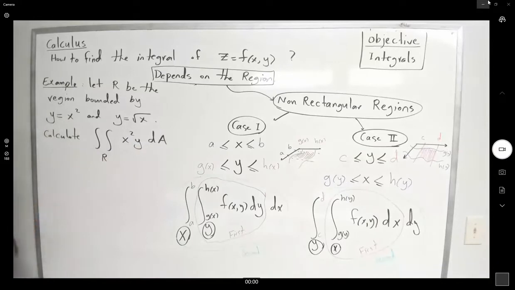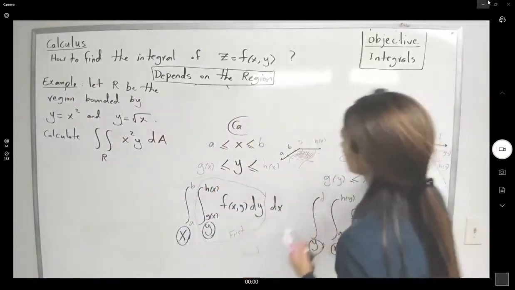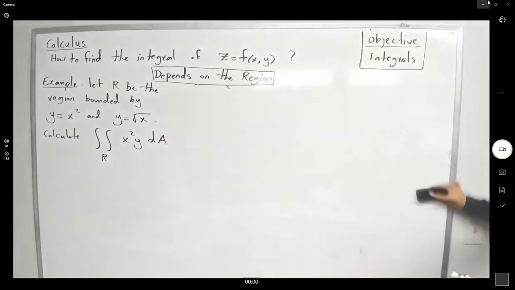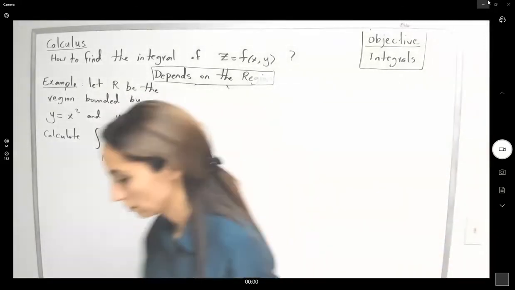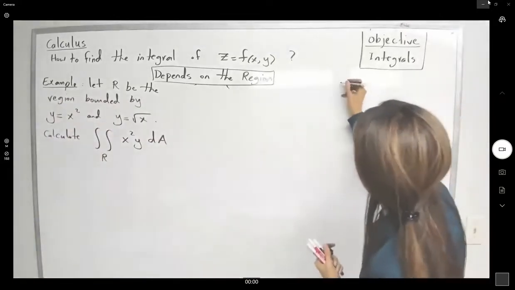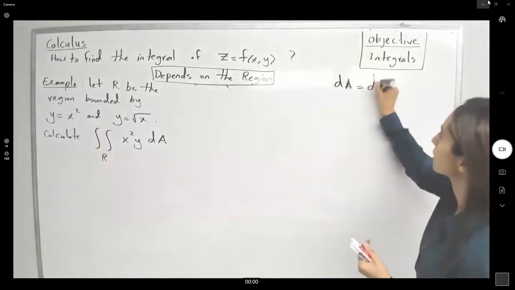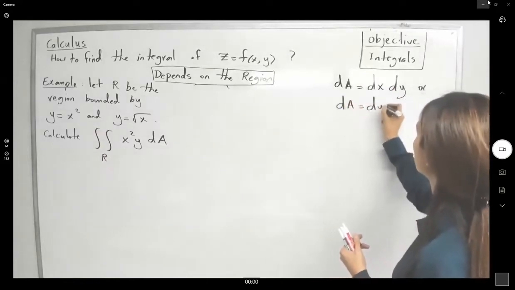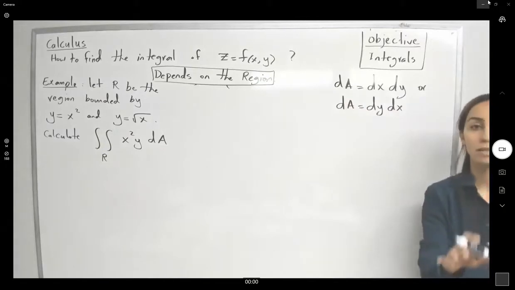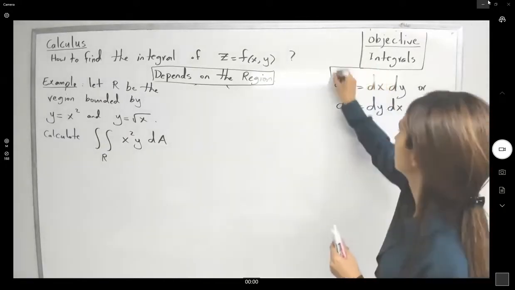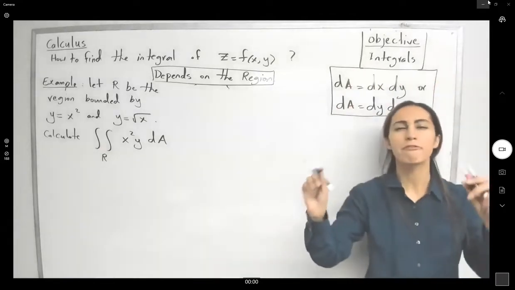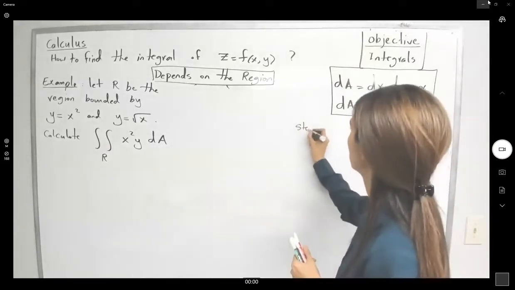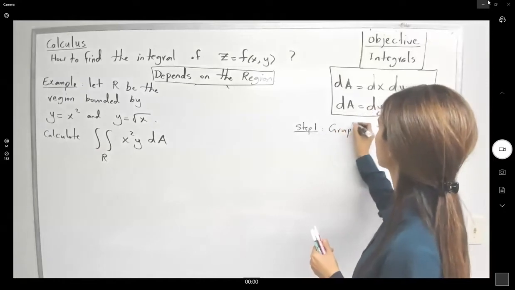So let me erase this part of the board. I need more space. So note that dA can be interpreted as dx times dy, or dA can be interpreted as dy dx. We need to decide on that. Well, so what is our very first step? Your very first step is to graph this guy. Step one. Graph the region.